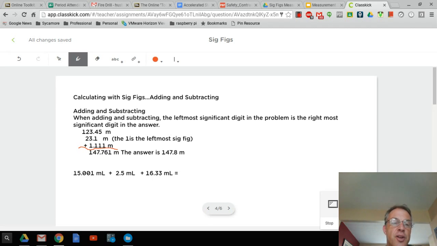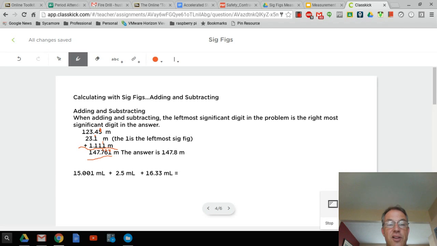And here's why. In 123.45, that 5 is uncertain. In 23.1, the 1 is uncertain. In 1.111, this one, again, is uncertain. Now, when I add all these together, my calculator doesn't get it, and it's just going to give me this big old answer right here. But if I look at this answer, this 1 is uncertain, so this one must be uncertain. This 5 is uncertain in the hundreds, so this must be uncertain. This 1 must be uncertain in the tenths place, which makes this 7 uncertain, and then these we're okay with.